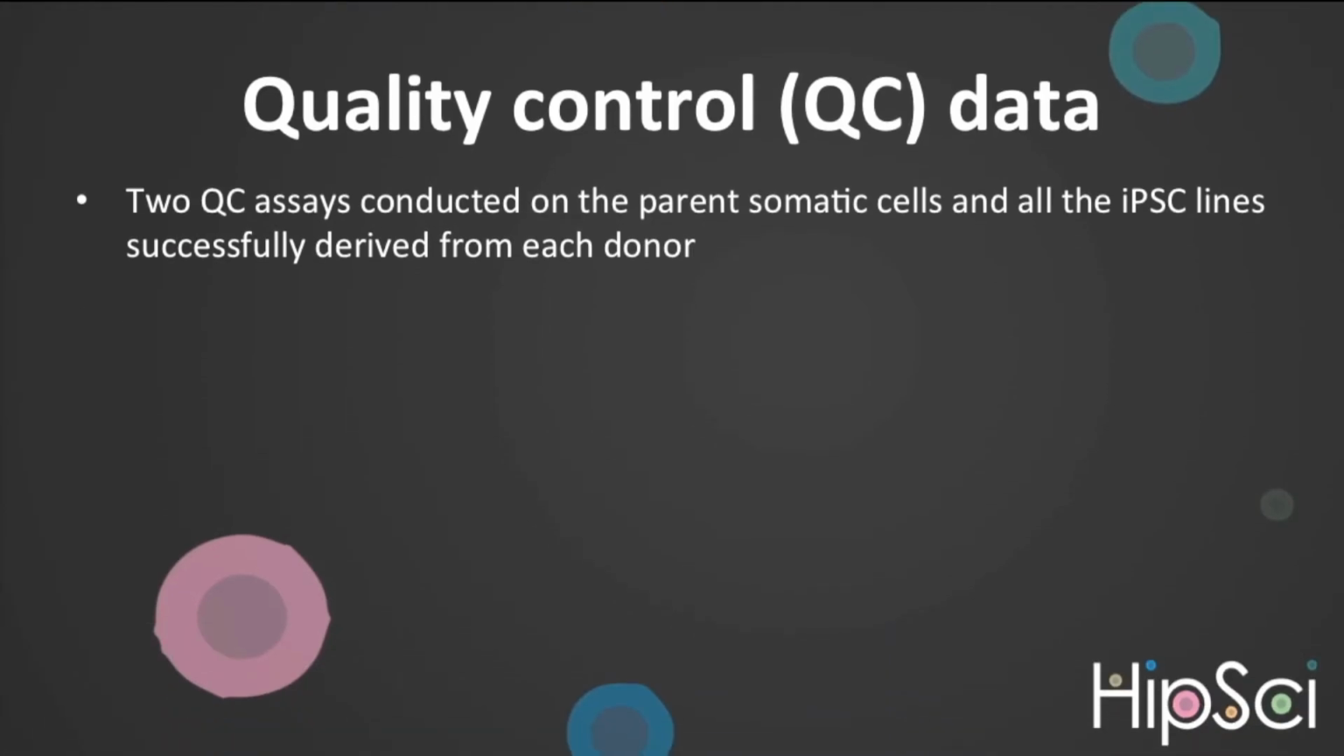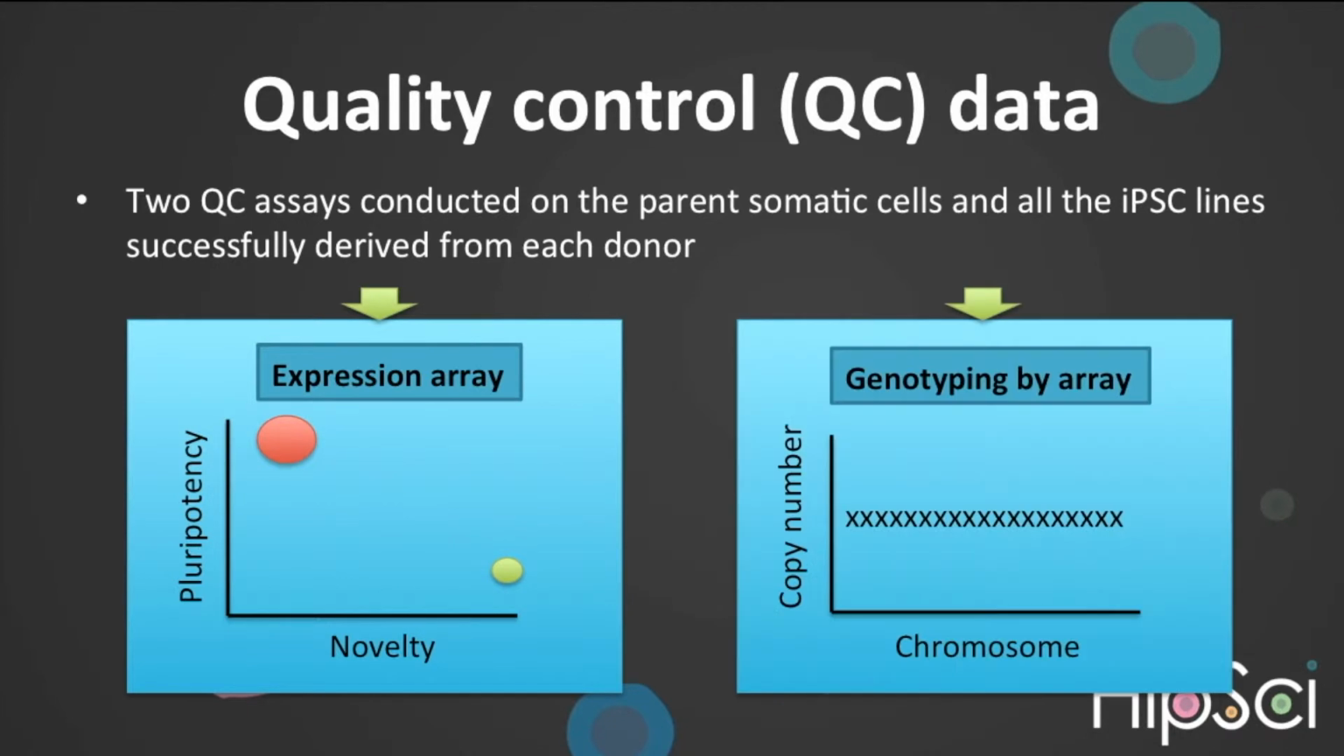The HipSci project runs two quality control assays on the somatic cells and on all the induced pluripotent stem cell lines derived. From this QC, HipSci assesses pluripotency and genetic stability of the lines and selects suitable cell lines for banking.